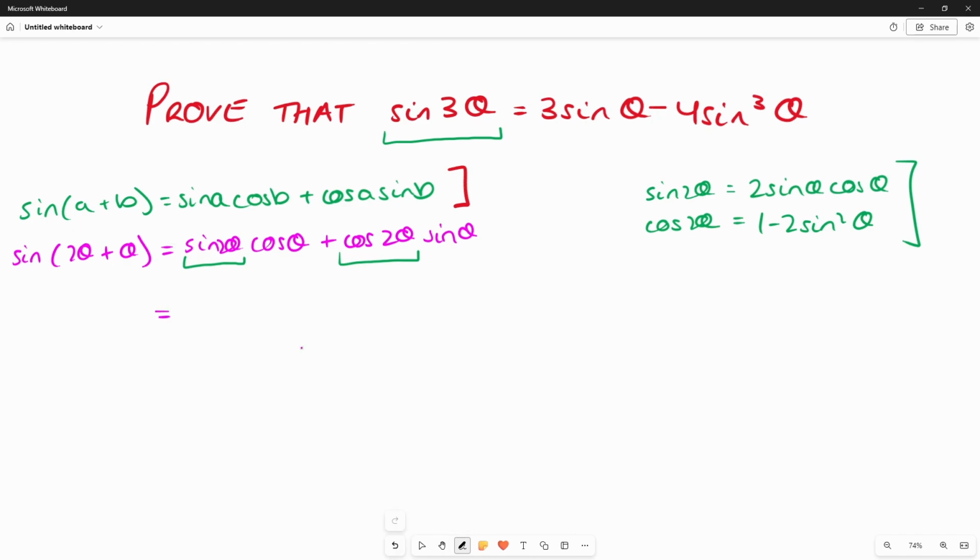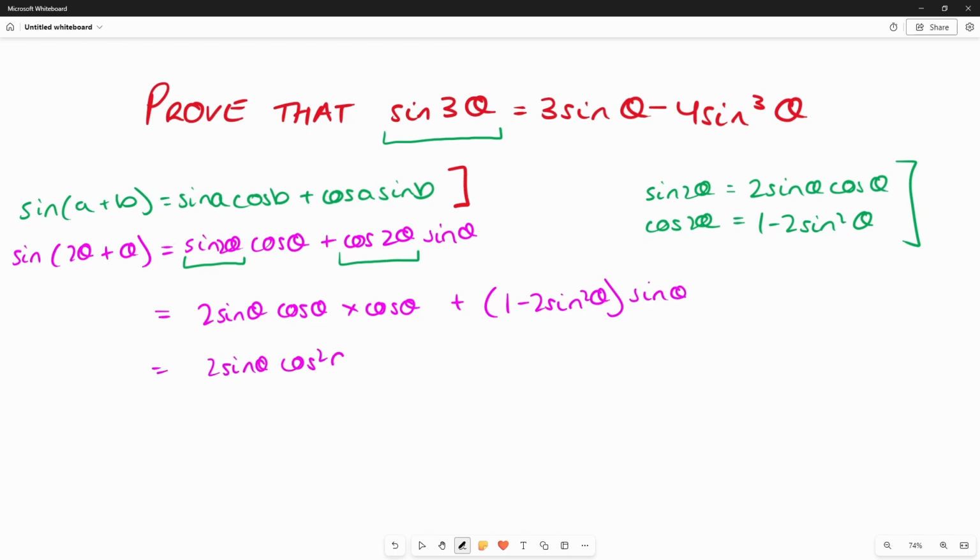So let's carry on with the proof. Let's substitute sin 2θ in, and we'll get 2 sin θ cos θ multiplied by cos θ, plus (1 minus 2 sin²θ) all multiplied by sin θ. We'll expand that and we'll get 2 sin θ cos²θ plus sin θ minus 2 sin³θ.